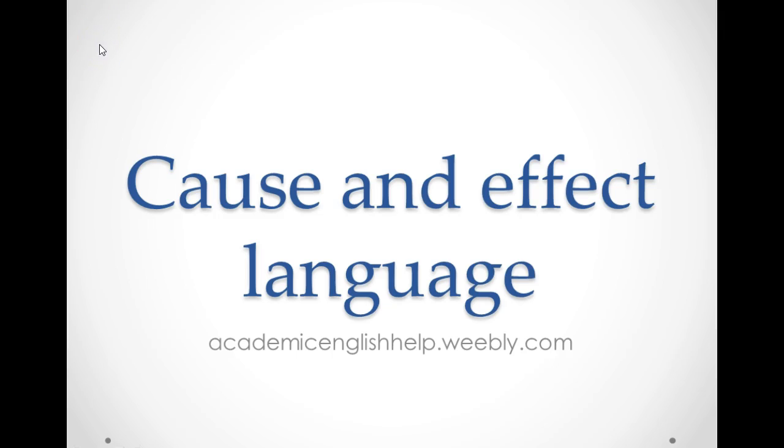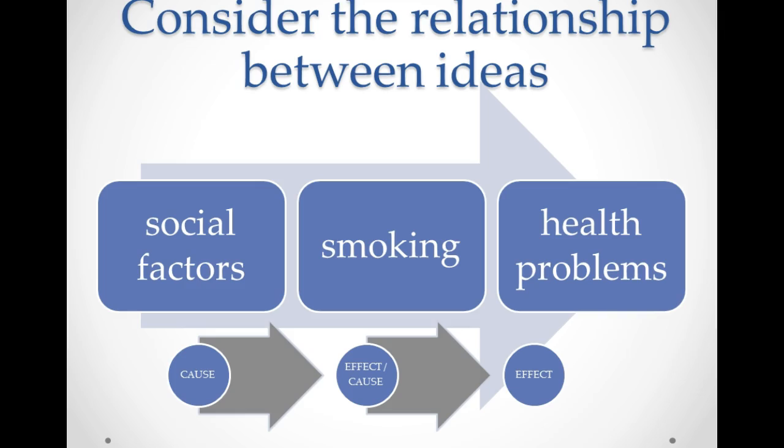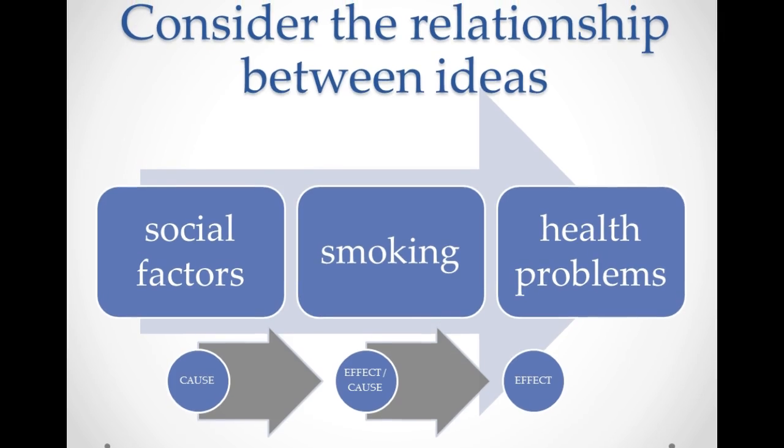Today I'm going to show you how to, in English, explain cause and effect, and this is very useful in your academic writing and speaking. So firstly, you need to consider the relationship between the ideas. Don't just think about the grammar. Think about the meaning and the connection between the ideas.